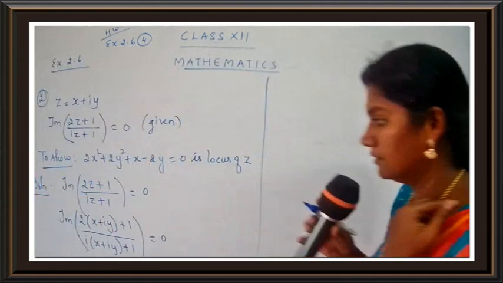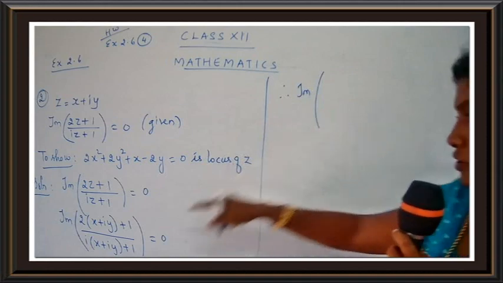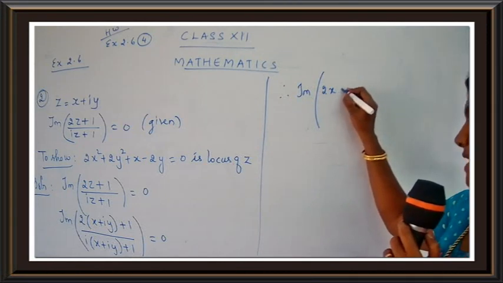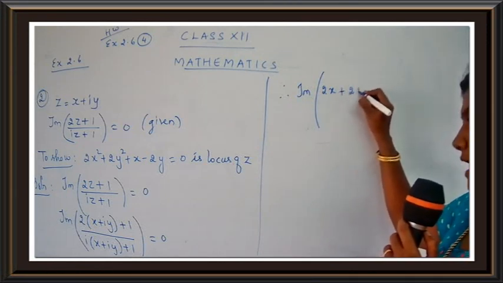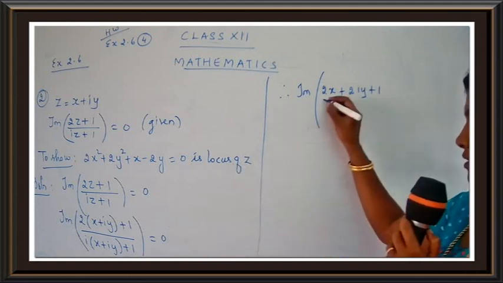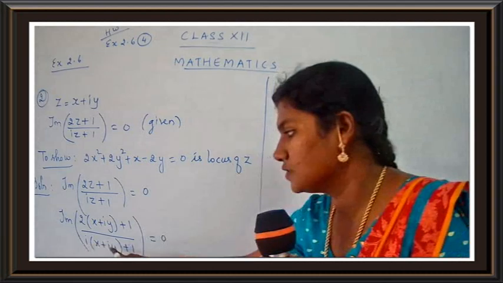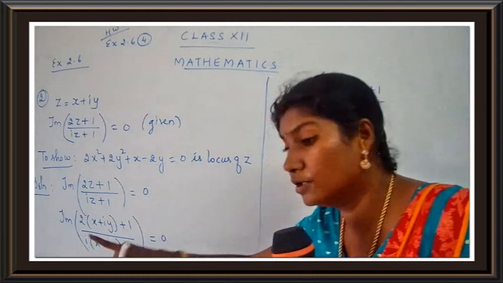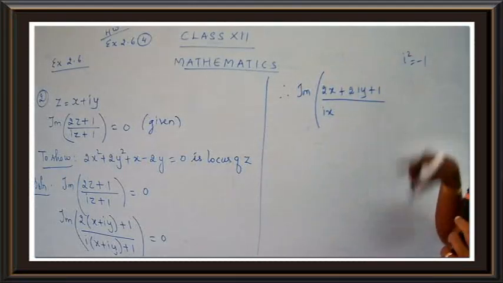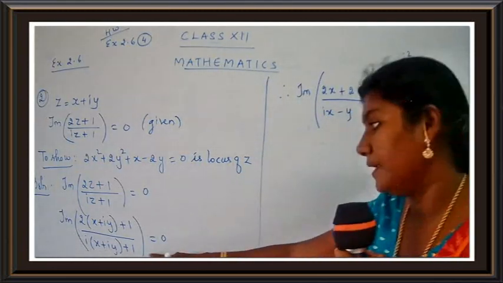So what do you get here? Therefore, I am going to just open the bracket, children. 2 into x, 2x, plus 2iy, plus 1, upon ix. This is i square y. i square y means i into i. You know the value for i square. What is the value for i square? i square is equal to minus 1. Remember this value, children? i square is equal to minus 1. So minus 1 into y, minus y, plus 1.